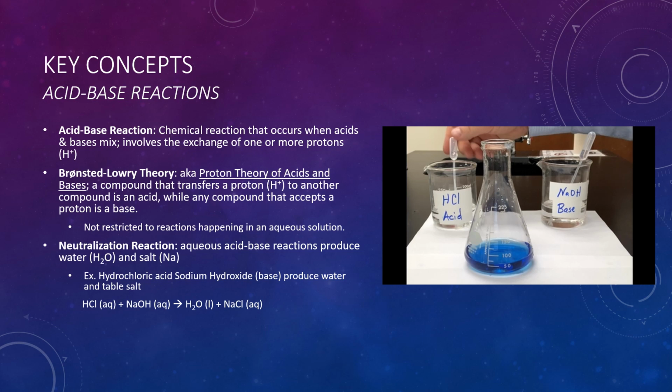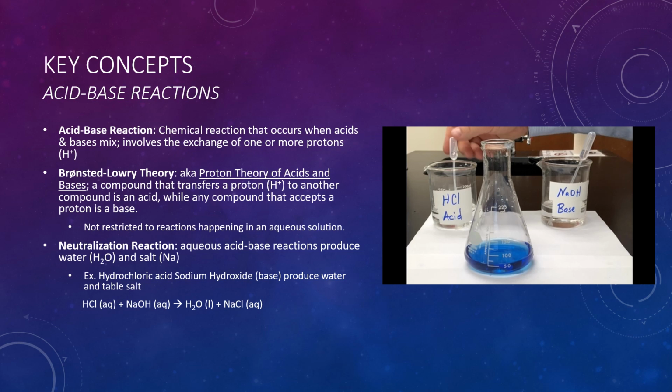So this is essentially another way to describe or define acids and bases that's a little bit less dependent on the chemical reaction happening in an aqueous solution. Additionally, it's also just generally describing what's happening in an acid-base reaction. So you have an acid, which is donating protons to a base that's accepting them.